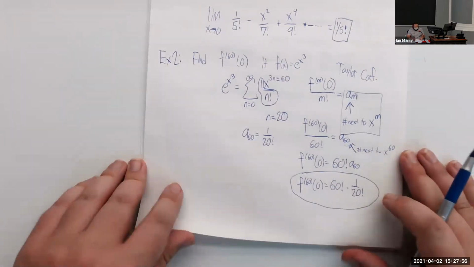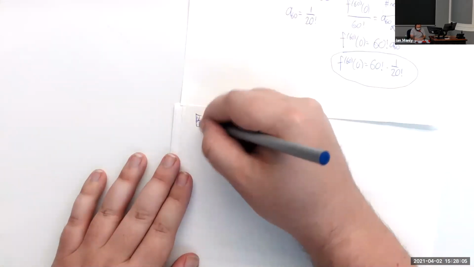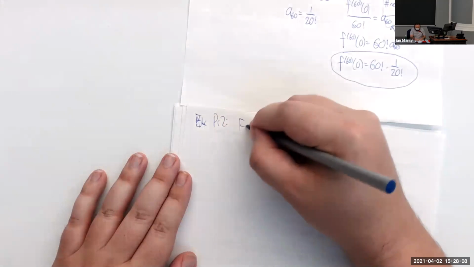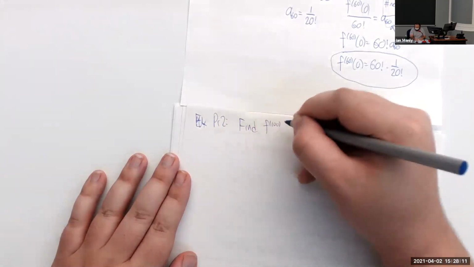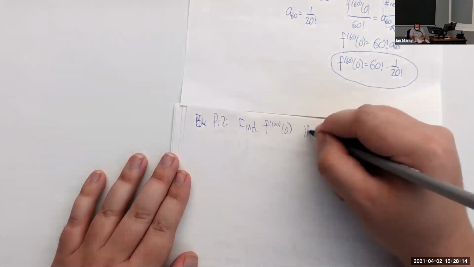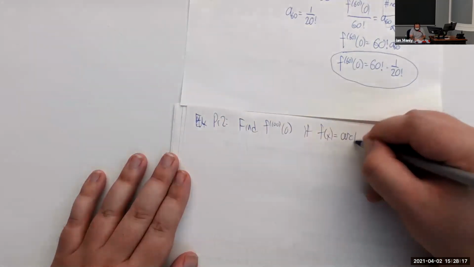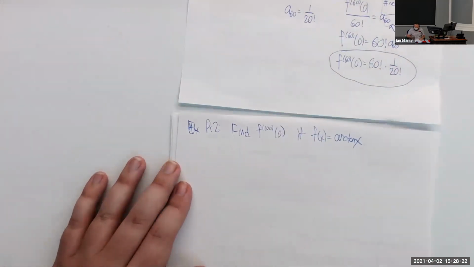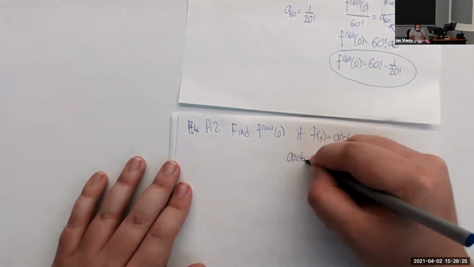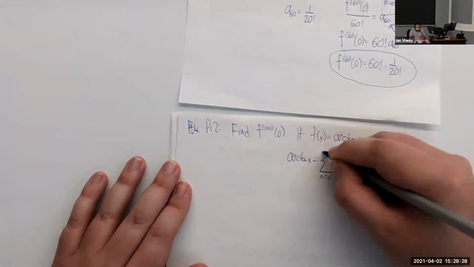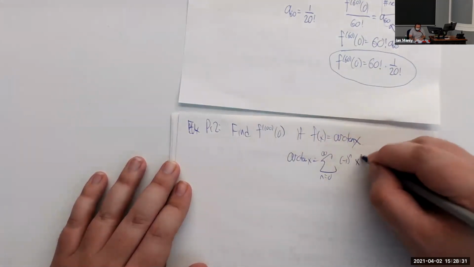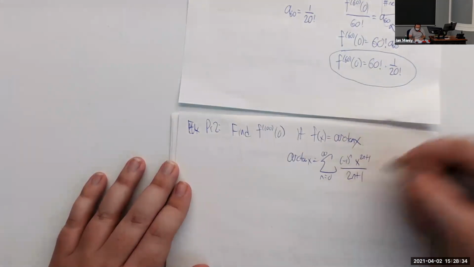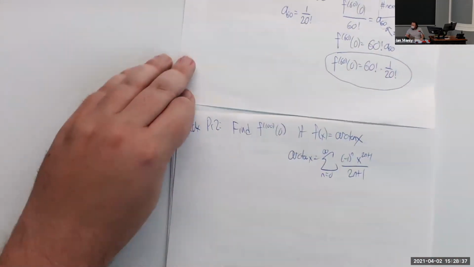All right, so why don't you guys give this a shot here? This time, let's up the ante a bit, or let's practice 2. This time I want you to find the 100th derivative at 0 if f of x equals arctangent of x. And the series for arctangent of x is the sum from n equals 0 to infinity of -1 to the n, x to the 2n plus 1 over 2n plus 1, right here.